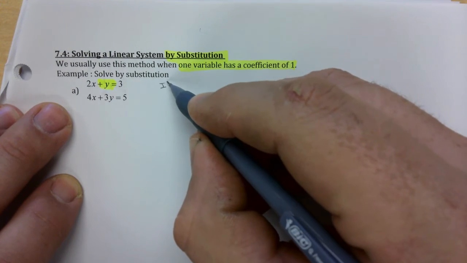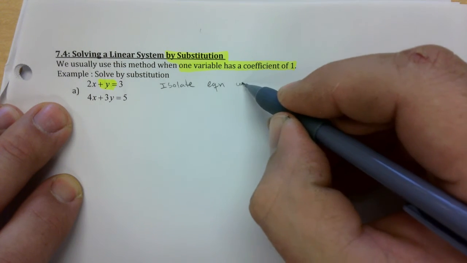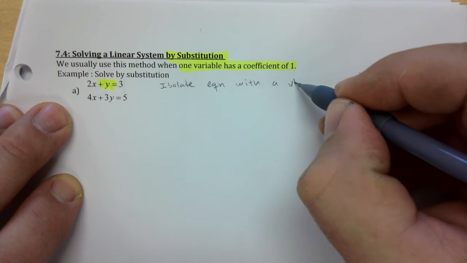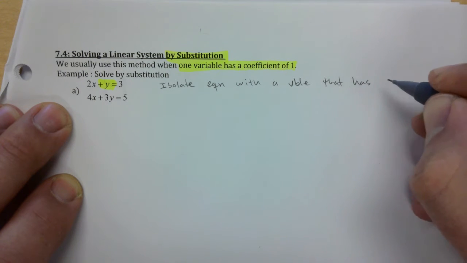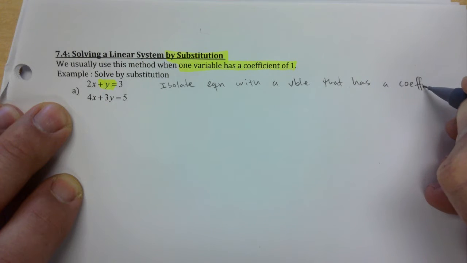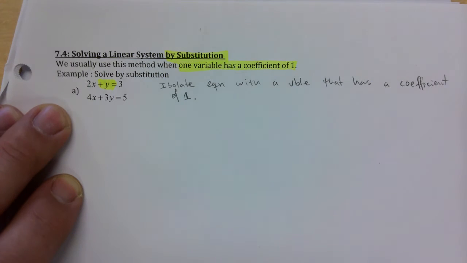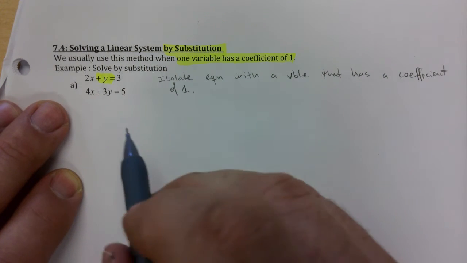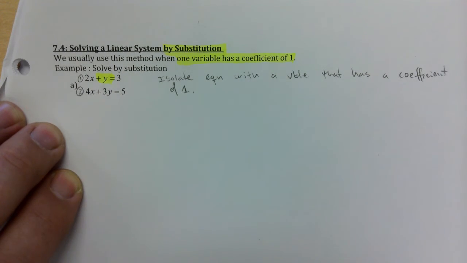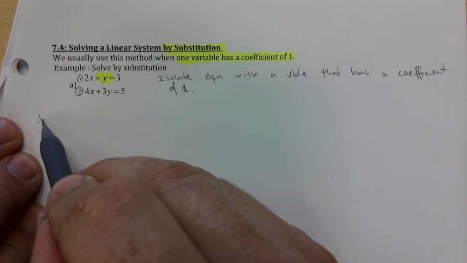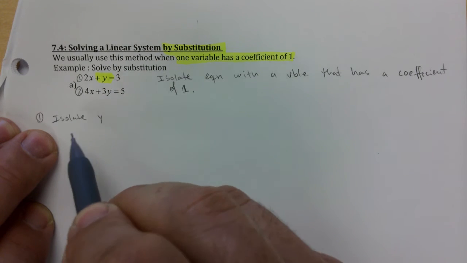And then isolate the equation with a variable that has a coefficient of 1. Okay, that's the game plan here. So let's call this our first equation and our second equation, right? So we know what we're doing here. So let's take the first one, isolate y. That's basically what we're going to do.